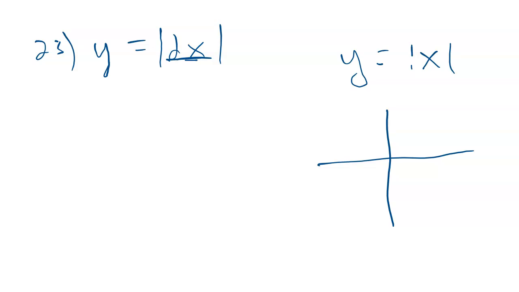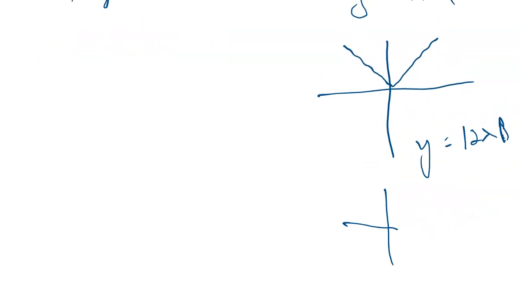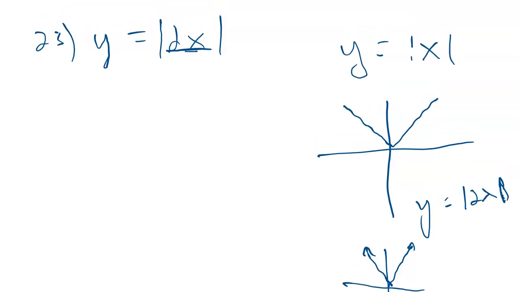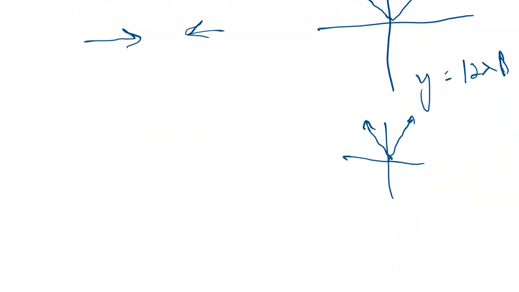When we compress horizontally, our original function y equals x looks like this. Our compressed horizontal function is going to look like this. And it is true, compressing horizontally is equivalent to stretching vertically. Compressing this way is the same thing as stretching vertically. I hope that makes sense. All right, on to the next.